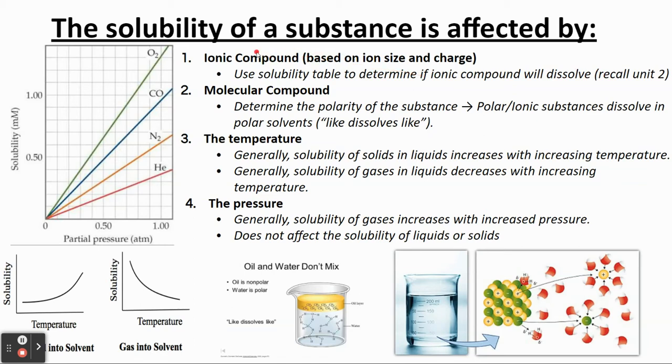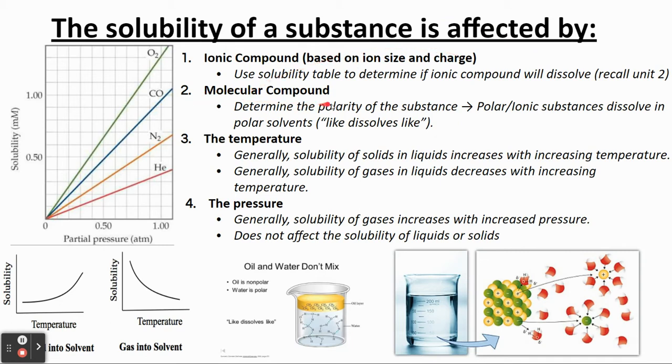Ionic compounds are typically more soluble in water than, let's say, molecular compounds, because ionic compounds have those charges and water's polar. But again, if you want to determine ionic compound solubility, look at that chart. It's based on size and charge.